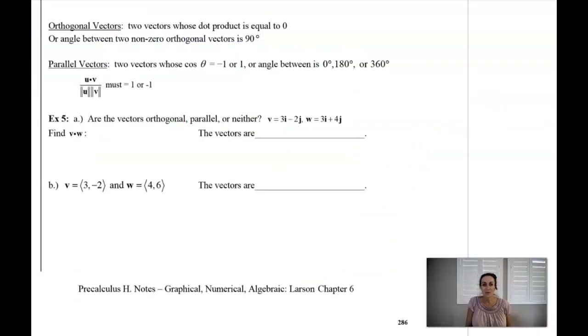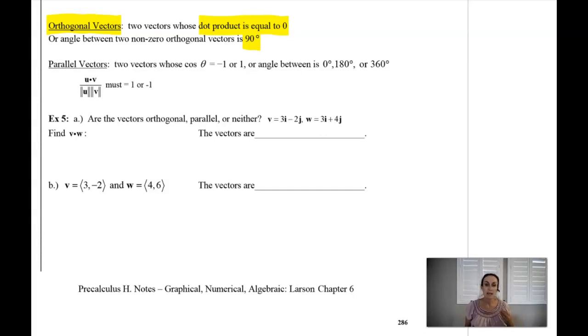Orthogonal vectors. So orthogonal vectors are two vectors who form a 90-degree angle. So basically they're perpendicular. How you can tell if they're orthogonal or perpendicular is their dot product is going to be equal to 0, or the angle between the two non-zero orthogonal vectors is 90 degrees.